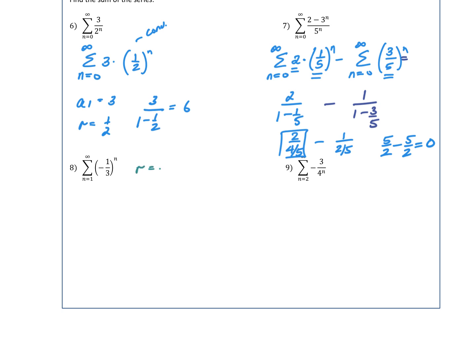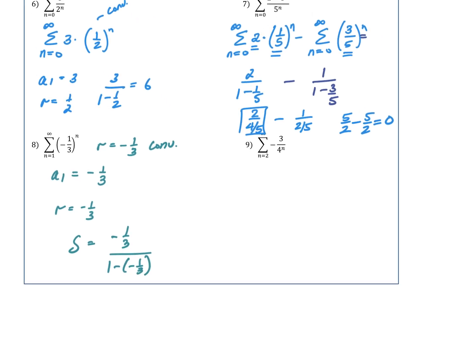In this one, we have r equal to negative 1/3, so this converges. So I'm going to do a sub 1. If I plug in 1, that would be my first term. So a sub 1 is equal to negative 1/3. My r is also equal to negative 1/3. So my sum is a sub 1 over 1 minus r. So we've got negative 1/3 over 1 plus 1/3. So we have negative 1/3 over 4/3. We get negative 1/4.